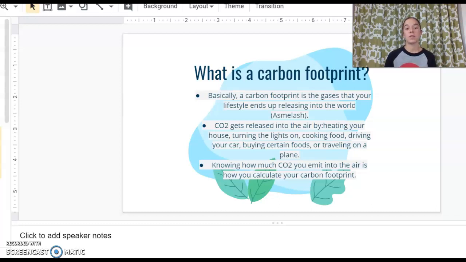So basically a carbon footprint is the gases that your lifestyle ends up releasing into the world. It's CO2, and that is released by our air, the heat that we do in our house, when we turn on lights, when we cook food, a lot of our everyday activities, right? And knowing how much of that CO2 is emitted into the environment can calculate our carbon footprint.